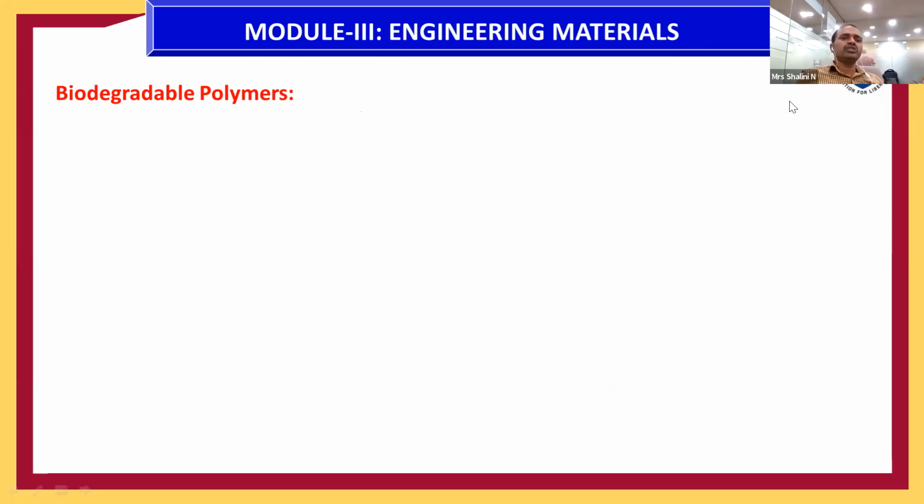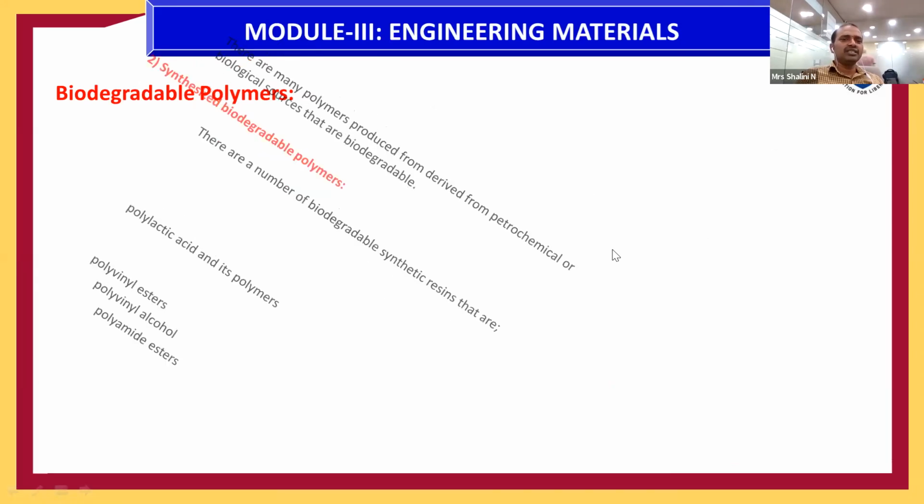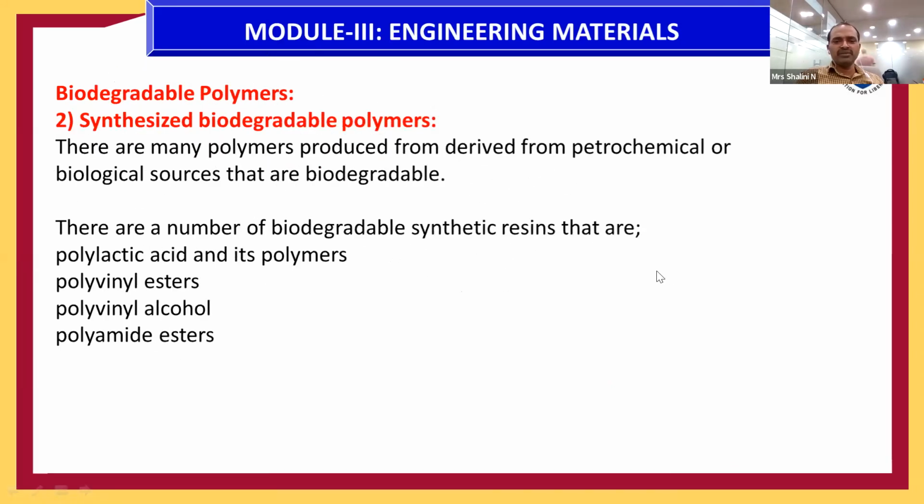Next, coming to synthetically biodegradable polymers. The synthesized biodegradable polymers are polylactic acid, polyvinyl esters, polyesters, polyvinyl alcohols, polyamides, etc. These are prepared synthetically, that means by a chemical process or biological process, we have prepared the biodegradable polymers. Polylactic acids, polylactides, polyvinyl esters, polyvinyl alcohols, polyesters, polyamide esters, these are all synthesized polymers.